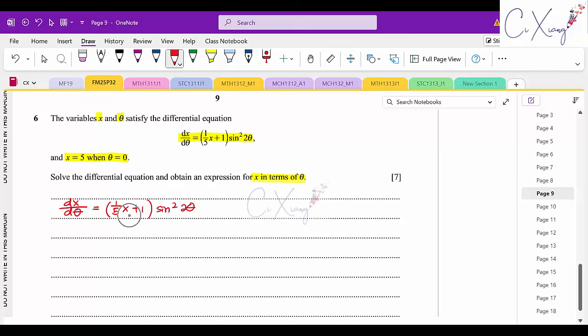But the problem now is this is not a fraction. So maybe before I try to move the variable, I try to adjust the fraction a little bit first. So x over 5 plus 1, if I make them into one fraction, it should become (x + 5) over 5. Then sin² 2theta. Okay, so I have to make it one fraction first so that I can move the x plus 5 to the other side, where it will become 1 over x plus 5.